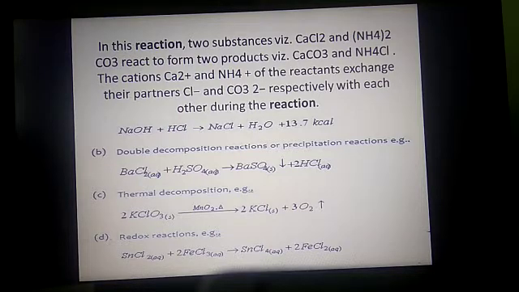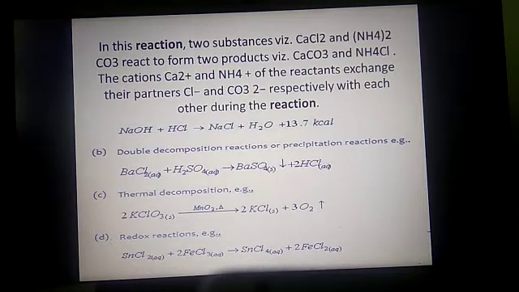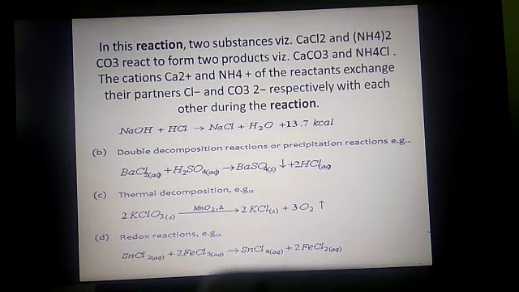In thermal decomposition, potassium chlorate forms potassium chloride plus oxygen. In the redox reaction, ferrous chloride plus strontium chloride gives rise to strontium chloride plus ferrous chloride. Both are in aqueous redox reactions.